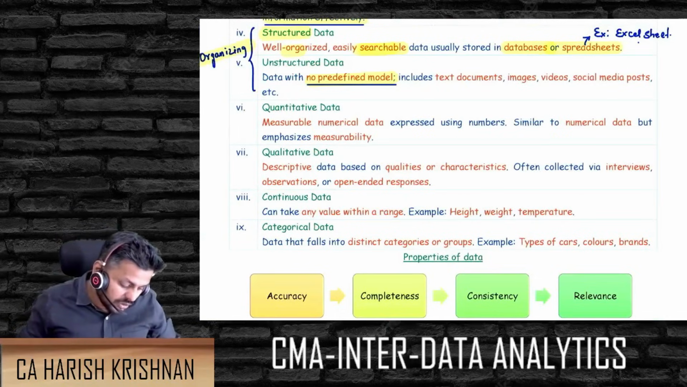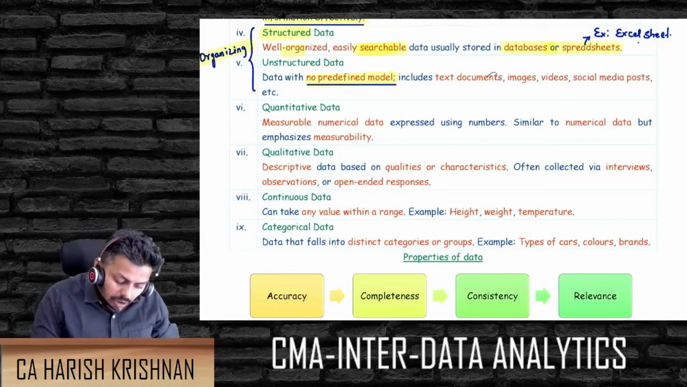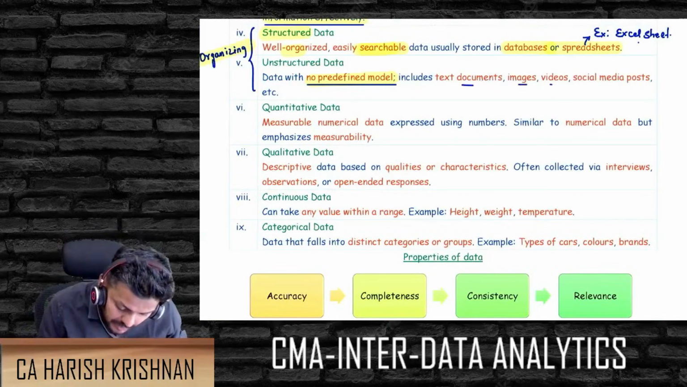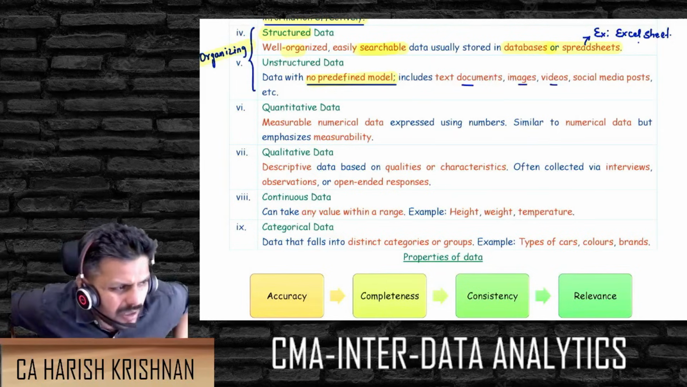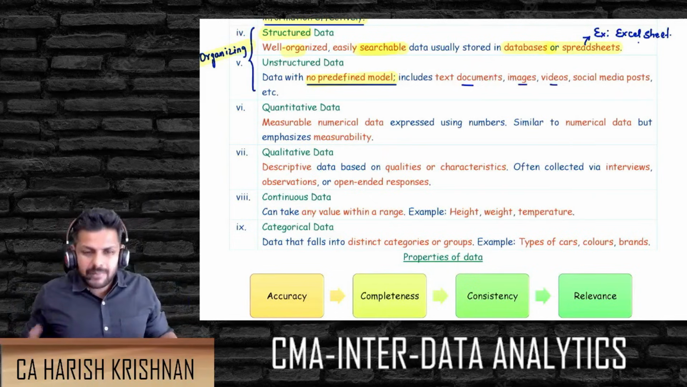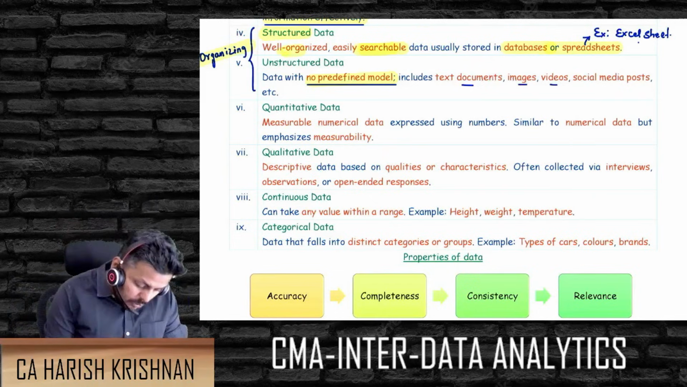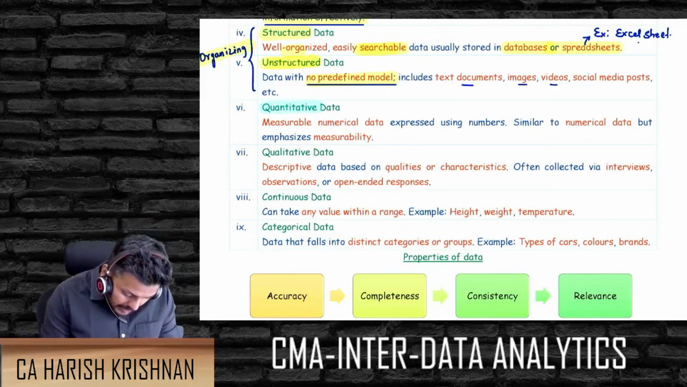So data based on organizing is structured or unstructured. All text documents, images, videos, social media posts, they all are unstructured. They don't have any predefined model. In simpler language, it's called random, randomized, unstructured. So there are two types here: structured and unstructured. And then we are going to talk about quantitative and qualitative.